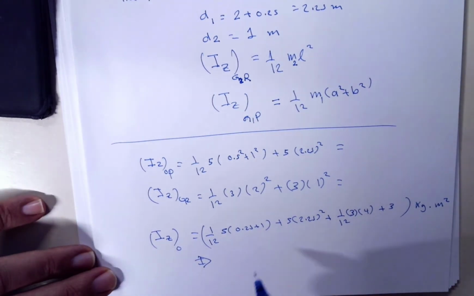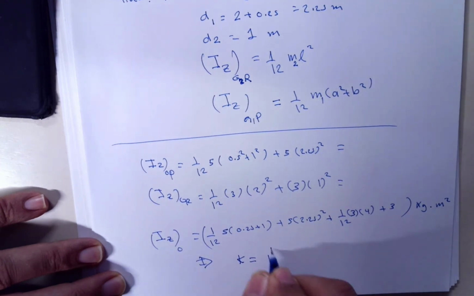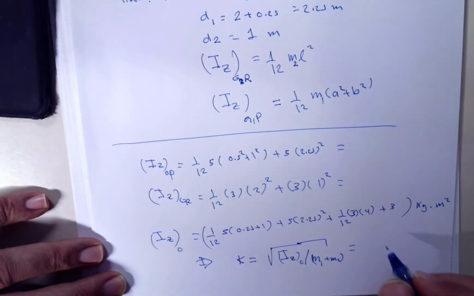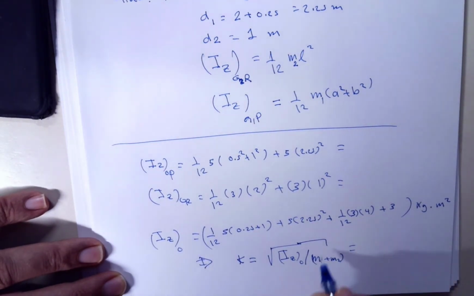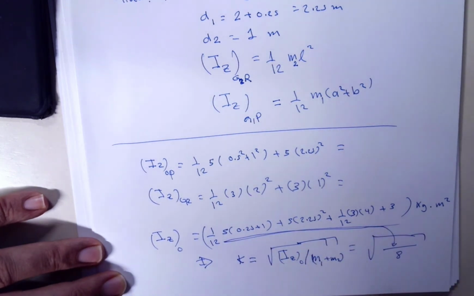Now to calculate the radius of gyration. Radius of gyration is simply defined by K equal square root of IZ about that divided by the total mass, M1 plus M2, and this will be whatever this number is over the total mass. Just for completeness, the total mass is 8 and this value is that square rooted, and the unit of that will be in meters.